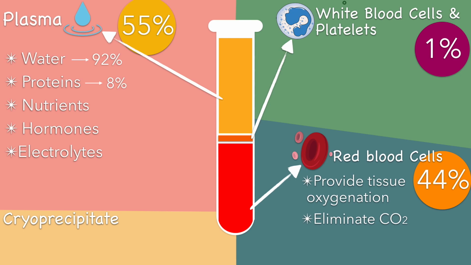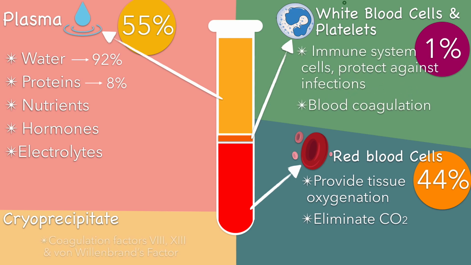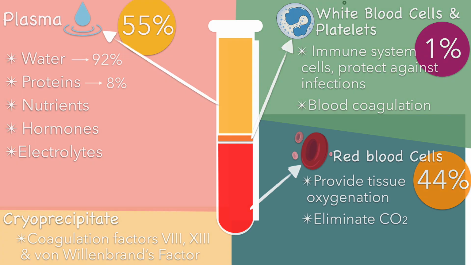Remember that white blood cells are the immune system cells. They protect against infections. Platelets are in charge of initiating blood coagulation. Some texts may mention the cryoprecipitate, which contains coagulation factors such as coagulation factor 8 and von Willebrand.